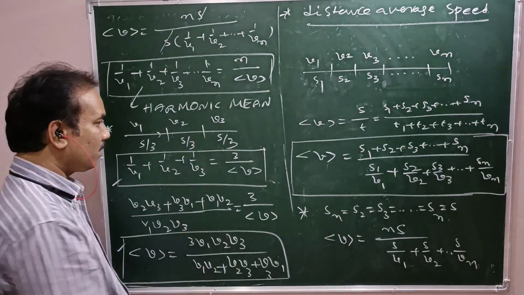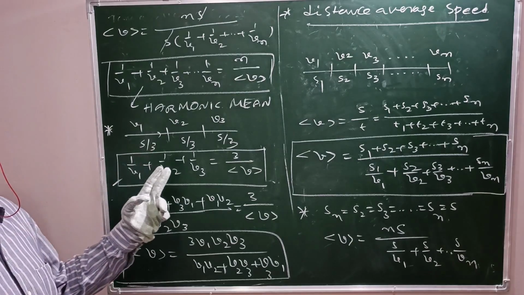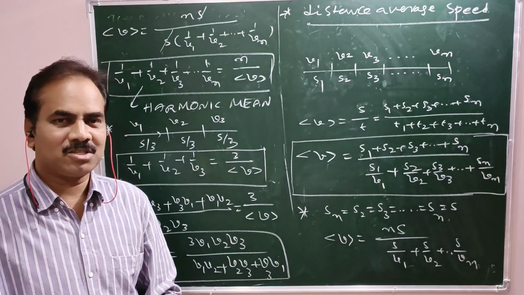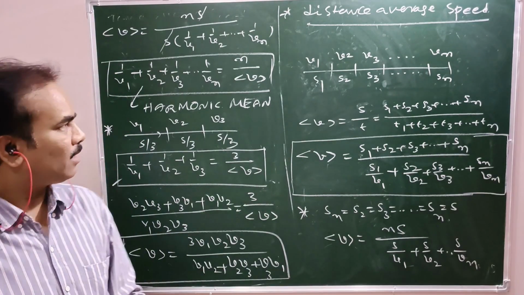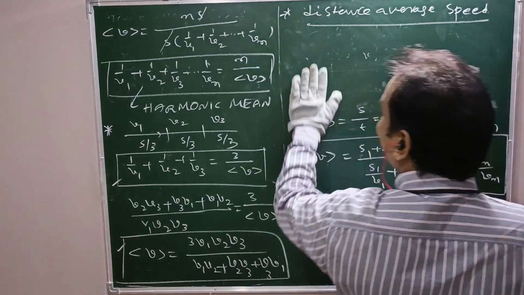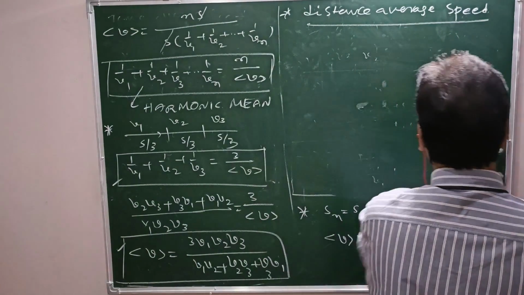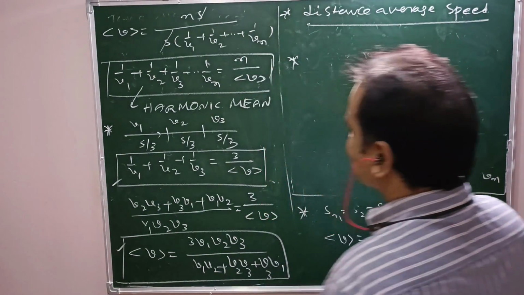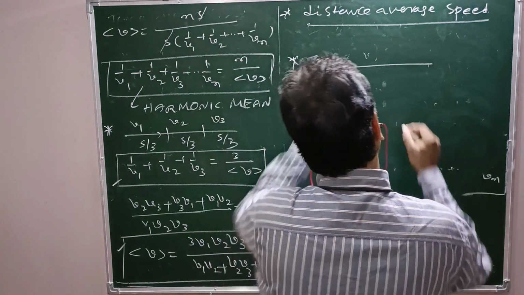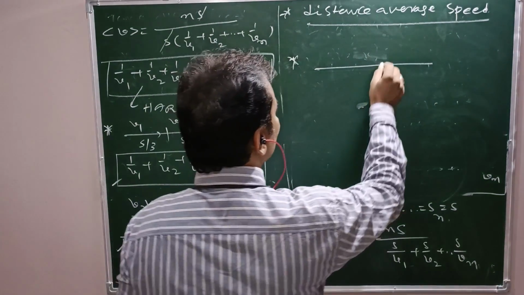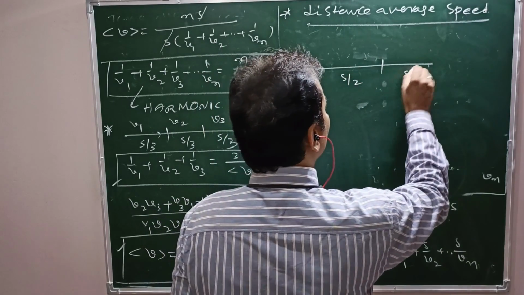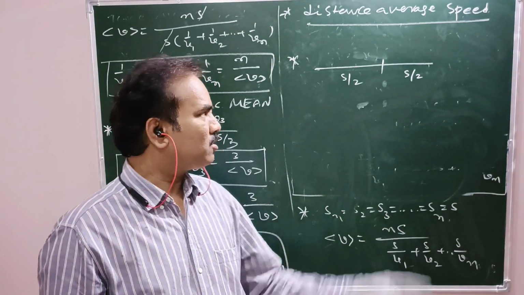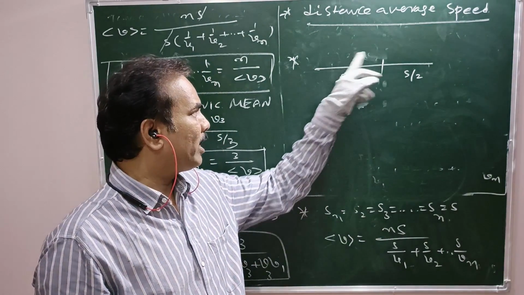Okay, this one and this one. In case of 2 segments, as an example, suppose the total journey distance is divided into 2 equal parts, that is S by 2 and S by 2. In that case, how to get the average speed? Check once. In case of 2 equal distances, S by 2, S by 2, what is the total journey distance? S by 2 plus S by 2. So the total journey distance is divided into 2 equal halves.